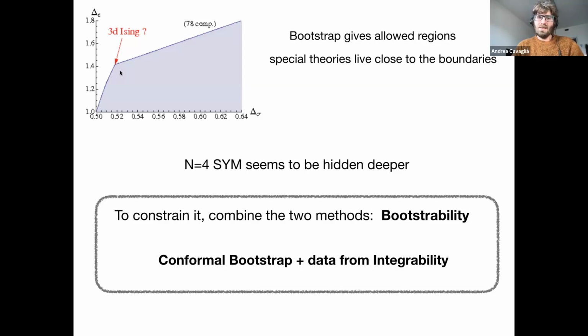So N equals 4 seems to be hidden a bit deeper, because if you ask the questions in the same way, usually you will find that the theory at finite coupling will lie inside the generic bounds that you get. And so the aim is to try to improve these bounds and get close to the theory, to help the bootstrap focus on the theory we want to solve. So what we call bootstrapability is the idea of supplementing the conformal bootstrap with some exact data that we get from integrability.